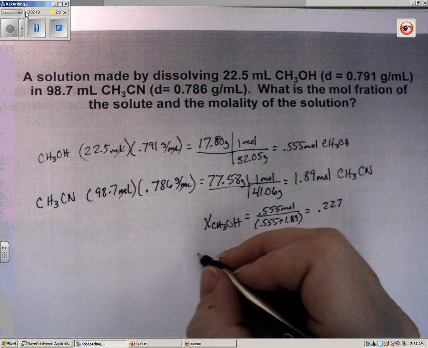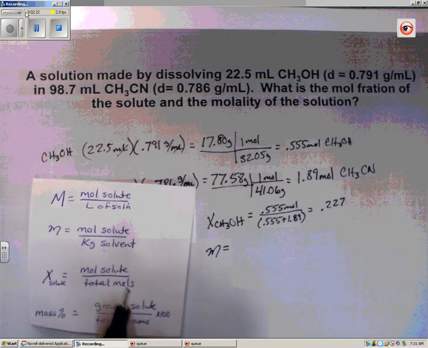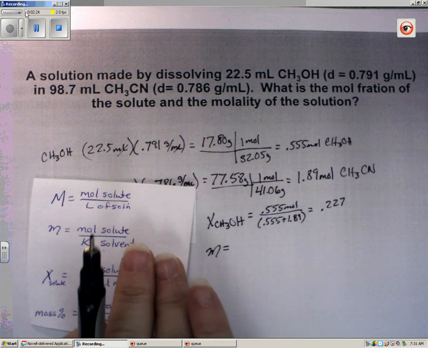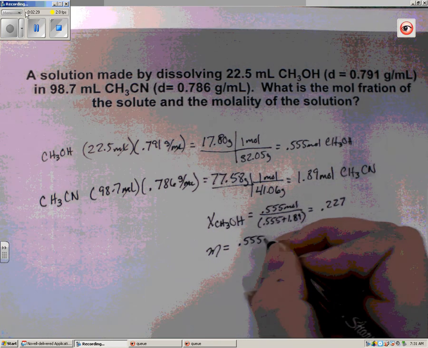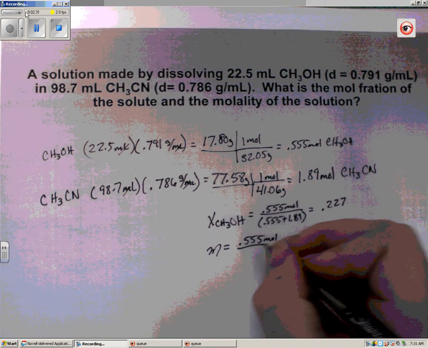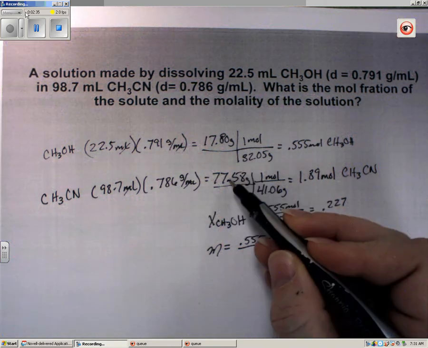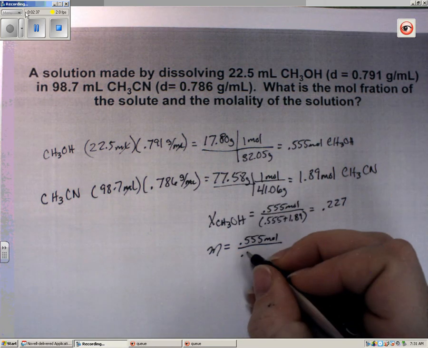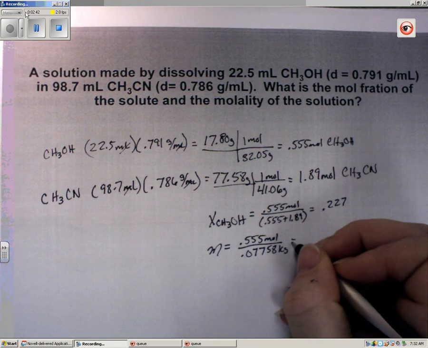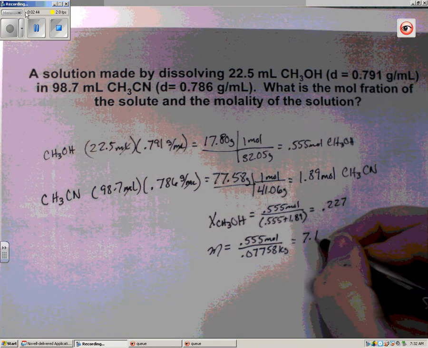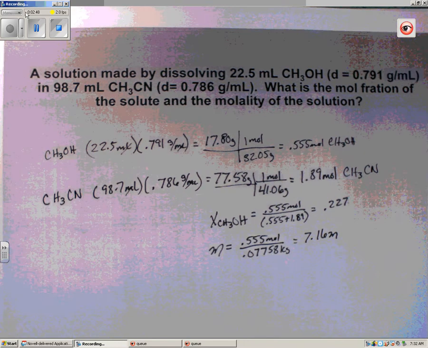Now if we want to find the molality, that is moles of solute over kilograms of solvent. So our moles, 0.555 moles of my solute over kilograms of solvent. This is how many grams of solvent I have, so we have to move the decimal over 3 places, 0.07758 kilograms. And so we end up with 7.16 molal. Now, this is a very straightforward problem.